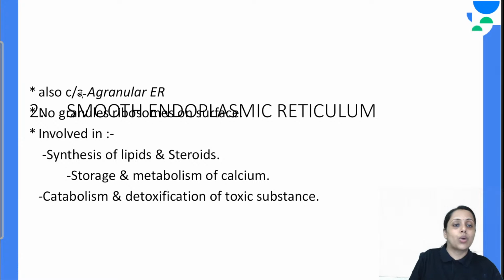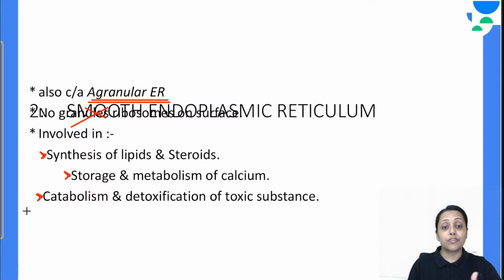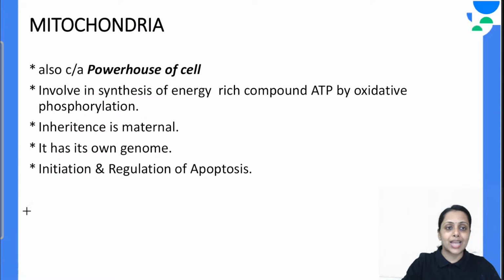Coming to the next one, that is the smooth endoplasmic reticulum, meaning ribosomes are not there, so that's why it is known as agranular endoplasmic reticulum, and they are involved in lipid and steroid synthesis, and they are responsible for storage and metabolism of calcium. They are also responsible for catabolism and detoxification of toxic substances.